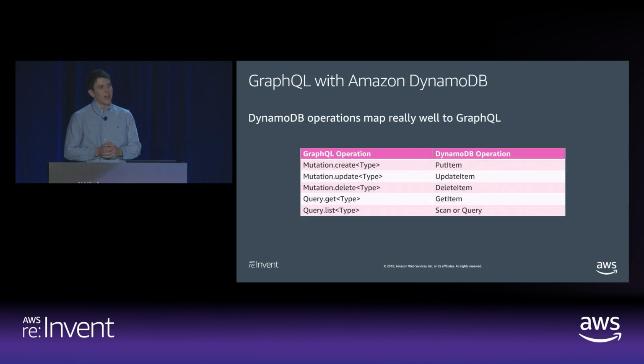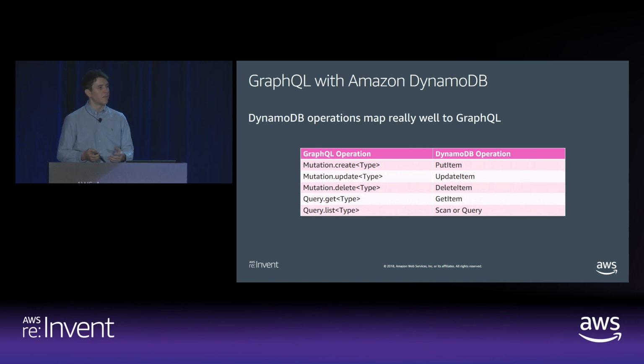So one of the reasons that DynamoDB works really well with GraphQL is that the operations map really well to each other. Here you see the mutations of create X, update X, delete X. Those map really well to DynamoDB put item, update item, and delete item. You can do the same thing for batch write and batch read. It's really kind of a one-to-one mapping, and it's really easy to use. And then the same for queries. You can do a get item and a scan or a query to return a list. It's just a really nice mapping.